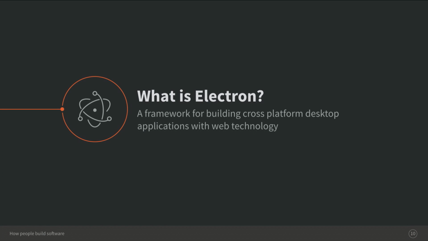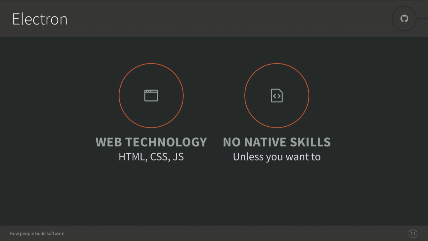So, what is it? It is a framework for building cross-platform desktop applications with web technology. That's the one-line summary of Electron. But what does that really mean? That means that you're building a desktop application with HTML and JavaScript and CSS. You're not using native. You're not writing Objective-C. You're not writing C#. You've got one code base and not three. You've got one team and not three. And this is a really cool thing.